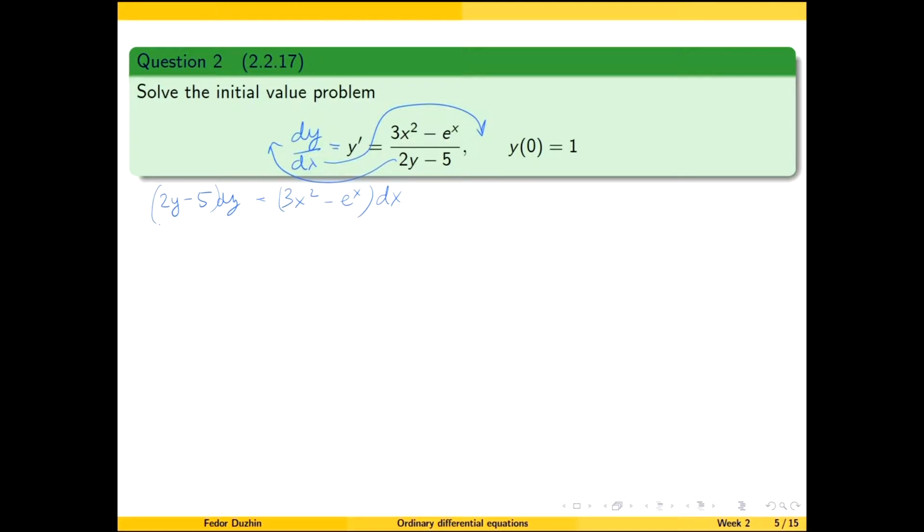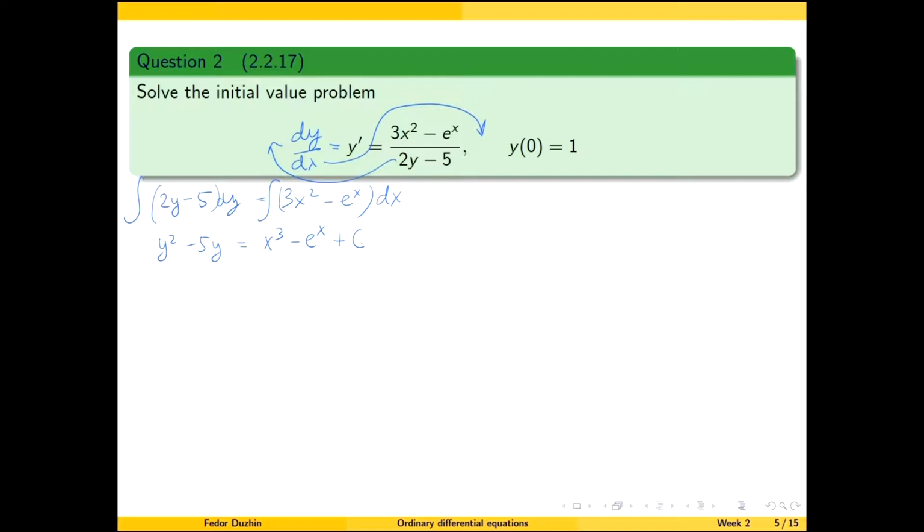Well, then we do integration, right? So in order to solve a separable differential equation, we separate the variables first and then we integrate. Okay, this is a fairly straightforward integral. So the antiderivative of (2y minus 5) dy is just y squared minus 5y, equals the integral of 3x squared dx. The antiderivative is x cubed, and e to the x dx is itself, and we shouldn't forget the constant.